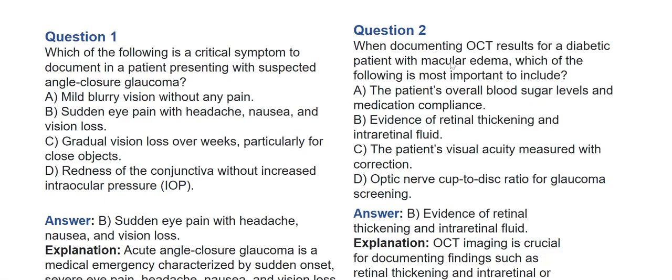Question 2. When documenting OCT (optical coherence tomography) results for a diabetic patient with macular edema, which of the following is the most important to include? A. The patient's overall blood sugar levels and medication compliance. B. Evidence of retinal thickening and intraretinal fluid. C. The patient's visual acuity measured with correction. Or D. Optic nerve cup to disc ratio for glaucoma screening. The answer would be B.